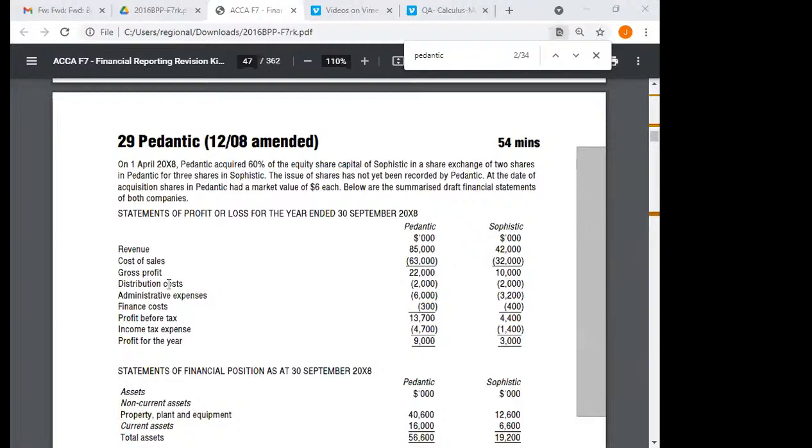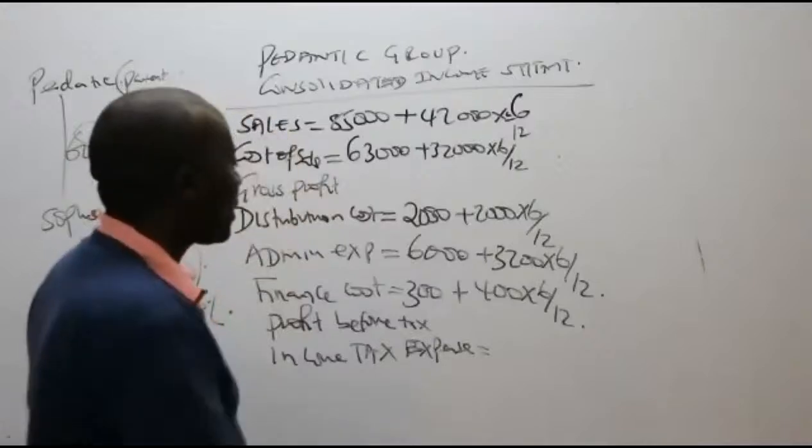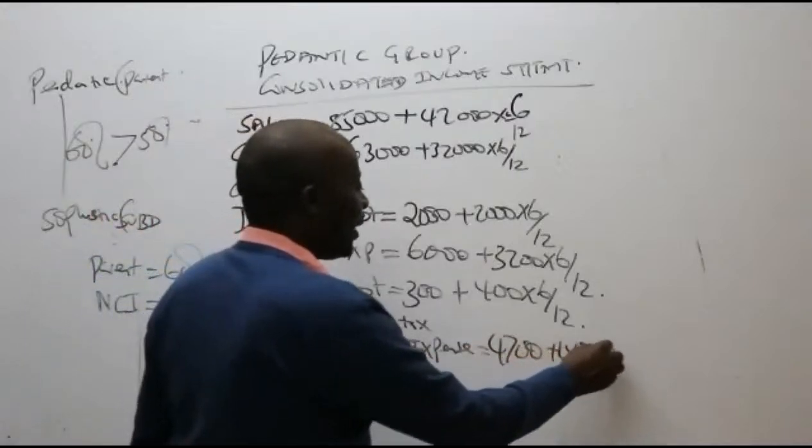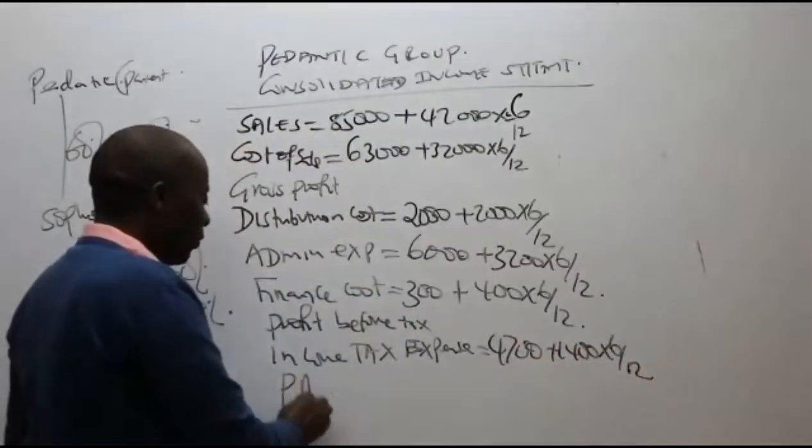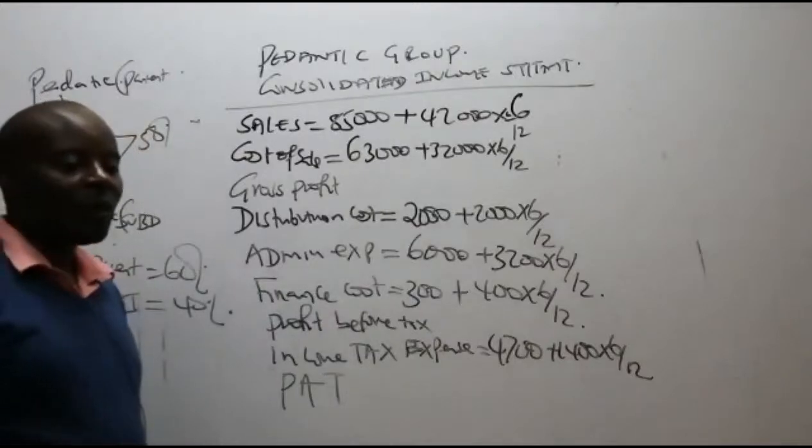Next, there is finance cost. So finance cost, ladies and gentlemen, I can see 300 plus 400 plus 400 times 6/12. So from there, of course, I'll have what we call the profit before tax, so I'll leave some space for profit before tax. And then we have here income tax expense. Let me leave the board for you to look at. Income tax expense, they gave me 4,700 and 1,400. I will say times 6/12 like that. And then of course I'll be able to get profit after tax.